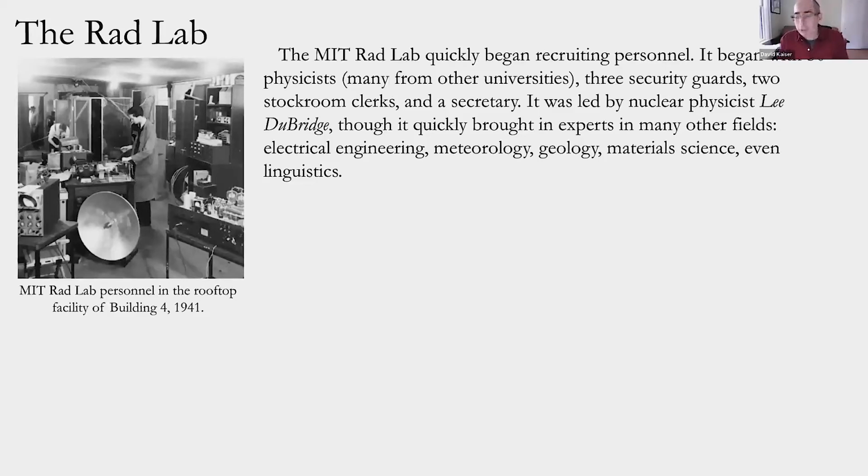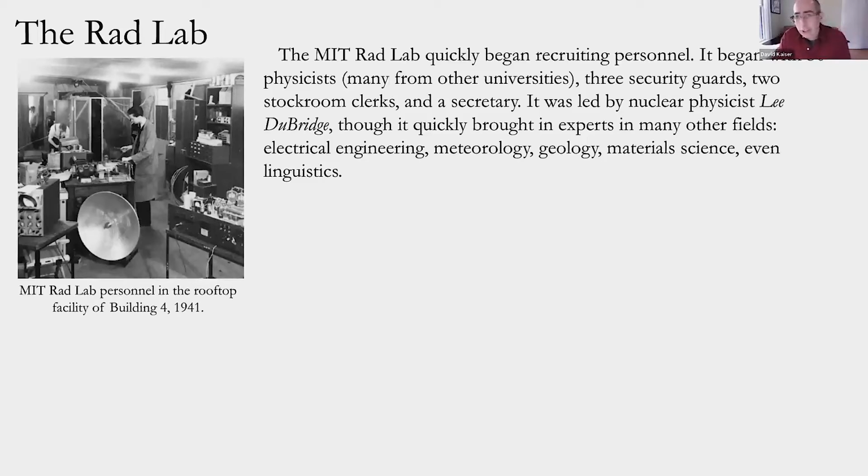It began once the green light was given and they could throw that plywood palace together, Building 20, they began attracting staff to it. At first, they hired 30 physicists, most of whom were not previously at MIT. They came from other universities across the country. They had 3 security guards, which was a top secret effort right in the middle of campus, 2 stockroom clerks, and 1 administrative secretary. Not so big. It was led by a nuclear physicist, not an engineer or even an electromagnetic expert.